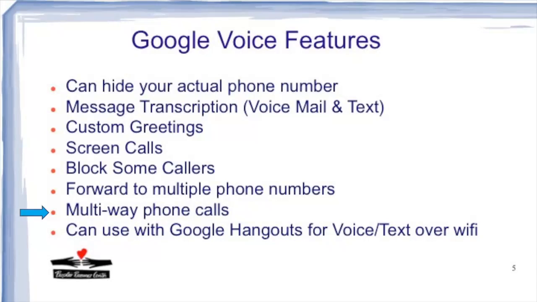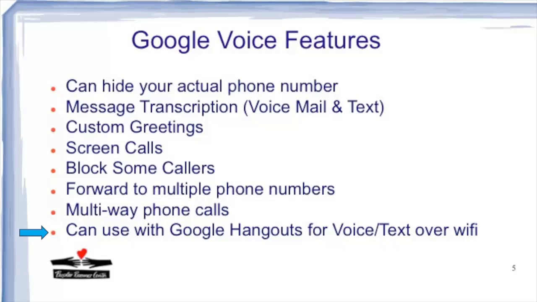You can set up multi-way phone calls, so if you want to talk to a brother and a sister that are in two different locations, you can use it to set up three-way or multi-way phone calls. And you can use it with Google Hangouts if you have a Wi-Fi connection or a data connection, and you can get better integration with your cell phone that way. Okay, then I'm going to show a slew of YouTube videos, and when we get to the last one, how to set up Google Voice, we'll go through that more slowly if people are interested at that point.